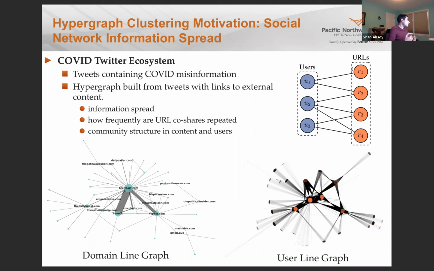We can ask these questions and try to study how information is spreading here, how frequently URL co-shares reoccur. And we can also look at this clustering question of trying to find community structure here. In this case, we're looking at tweets pertaining to politics, and these are both line graphs for this hypergraph that I mentioned. The size of the vertices is given by their PageRank score, and the thickness of the edge tells you how many people shared a link with each of those vertices, each of those domains. And on the other side, we have this user line graph. So we're hoping to also look at hypergraph clustering for this type of data as well.